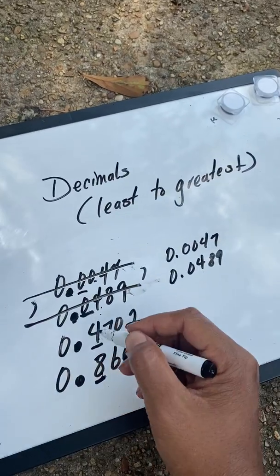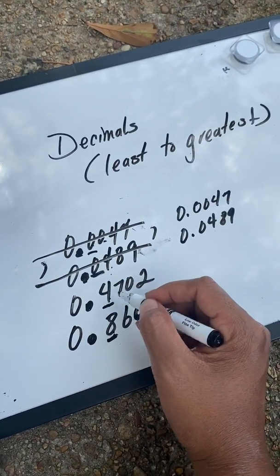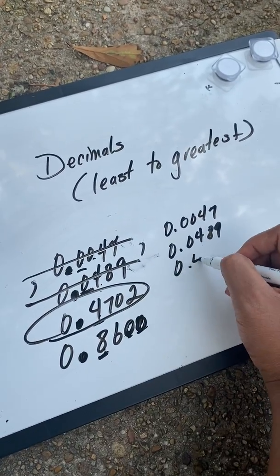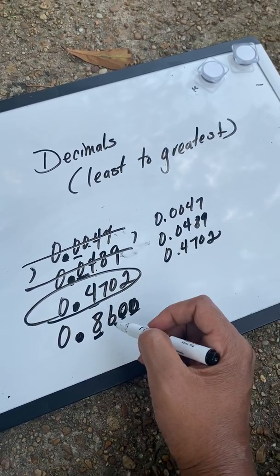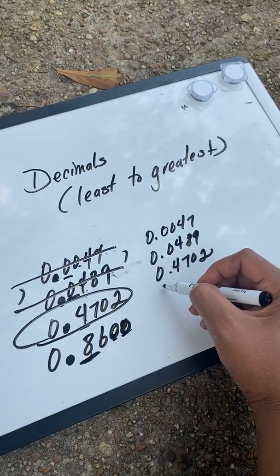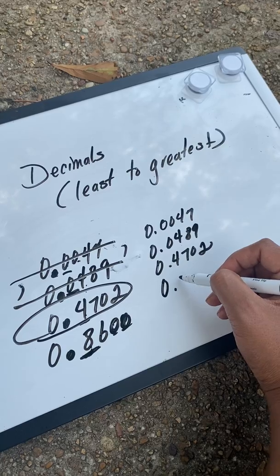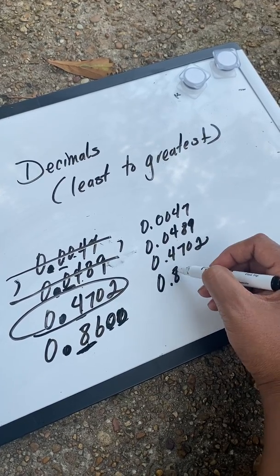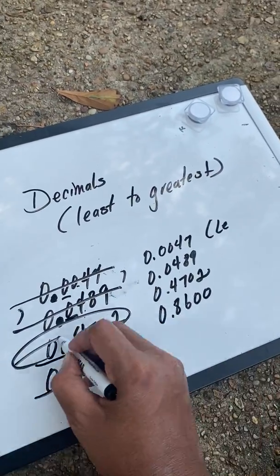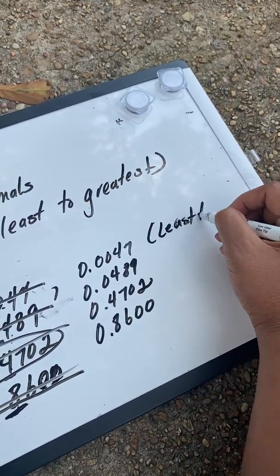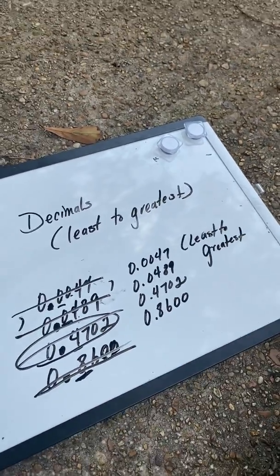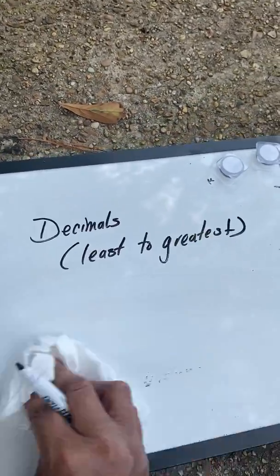Now these two numbers, see 4 is less than 8. So now I would write 0.4702. And my greatest number, because of this 8, is this. This is the greatest. So we just went from least to greatest without having something so complicated looking.